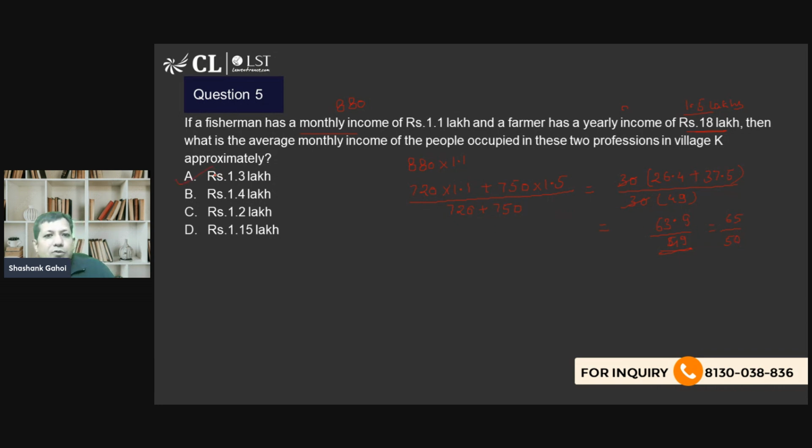Now this is one way of solving it, but in the exam should we do it? No, that's not the approach. So what is the approach I am going to take in the exam? 720 people have the average income of 1.1. 750 people have the average income of 1.5. So if you see, the number of people are very close. The difference in the number of people is not much. So to calculate the overall average, I'm just going to take the average of these two numbers only, that is 1.1 plus 1.5 divided by 2. So this value directly comes out to be 1.3.